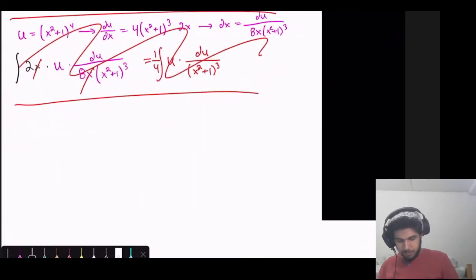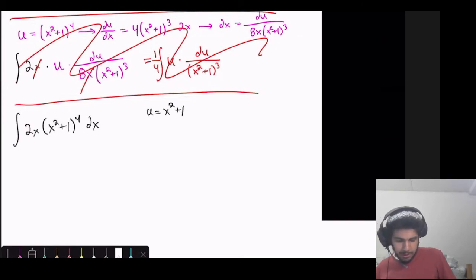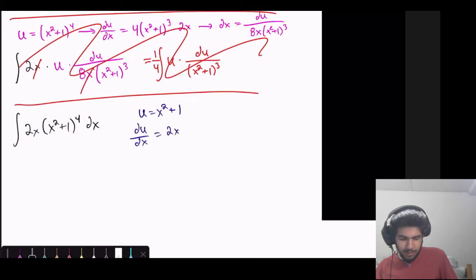Let's try it out. So we want to find the integral of 2x times x squared plus 1 to the 4th dx. So we'll let u equal x squared plus 1. Let me use a different color. Blue. u equals x squared plus 1. That barely looks any different, but too bad. du dx equals 2x. That tells us that dx is equal to du over 2x.